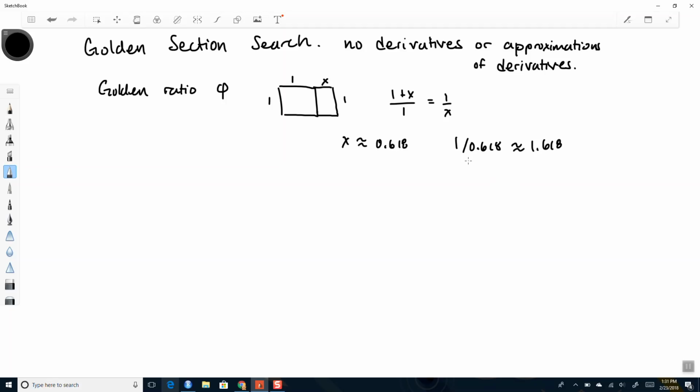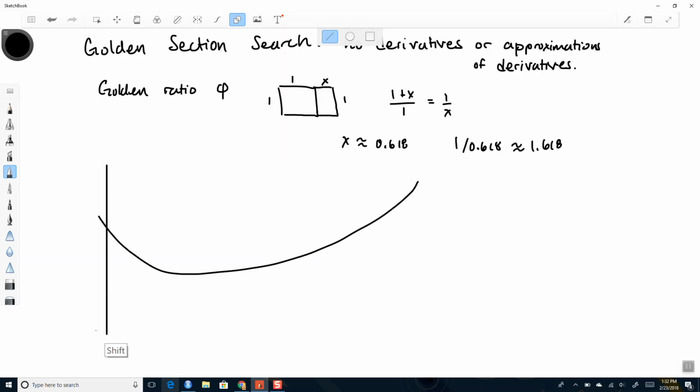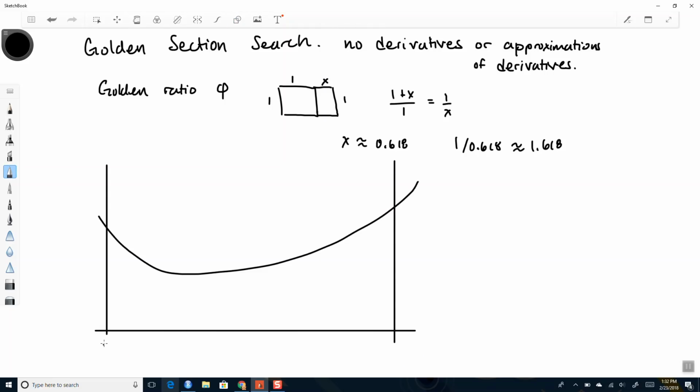All right, so this is how the golden section search will work. It's purely numeric, no derivatives, no need for approximations of derivatives. So let's say you've got some kind of function here, and we want to find the minimum of this function. Say there is A and B and C is somewhere between A and B.